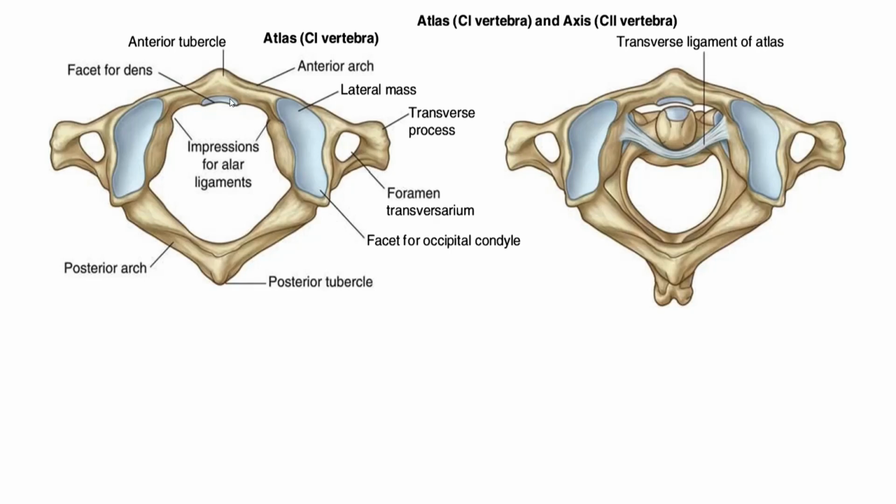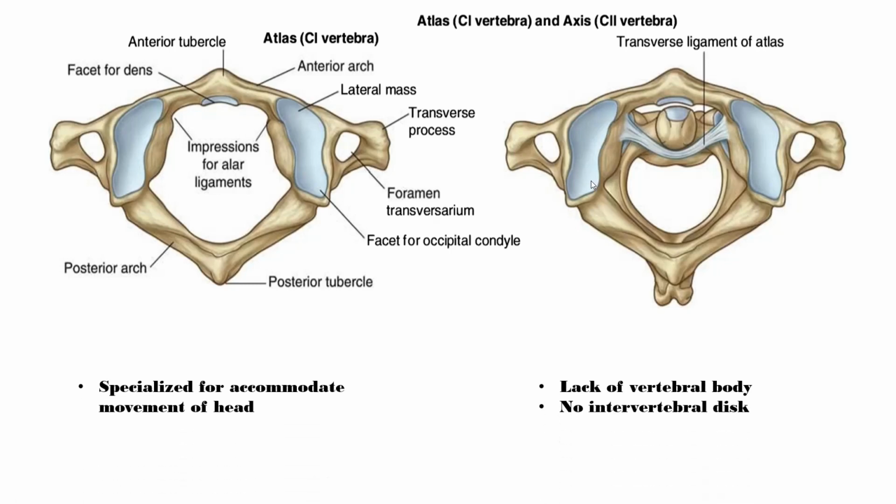Also, the dens of the axis is attached to the atlas, and it's held in position by the transverse ligament of the atlas, as you can see here. These two vertebrae are specialized to accommodate movement of the head, and they lack a vertebral body, and they don't have any intervertebral disc.